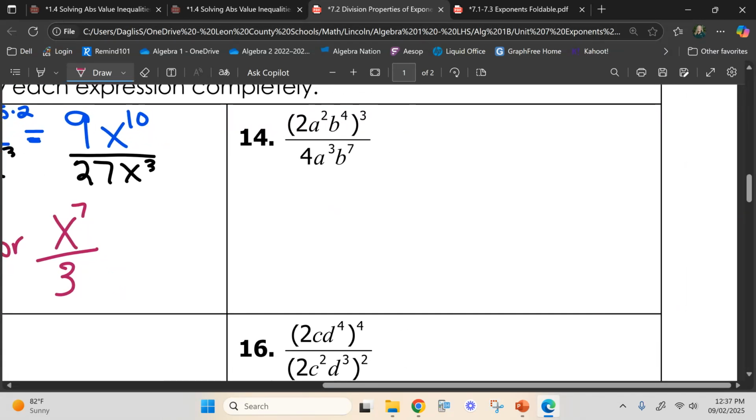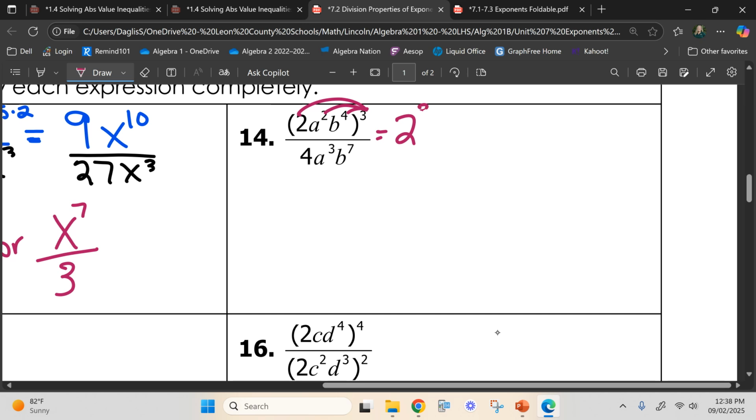Oh, okay. Here we go, 14. Do you see parentheses? Yes, do it first. Do parentheses first. Okay? This entire parentheses is being raised to the power of 3. Everything gets the power of 3. Everything gets raised to an exponent of 3. That's the 2, that's the A, and it's the B. They all get it. Okay? They all get my 3.